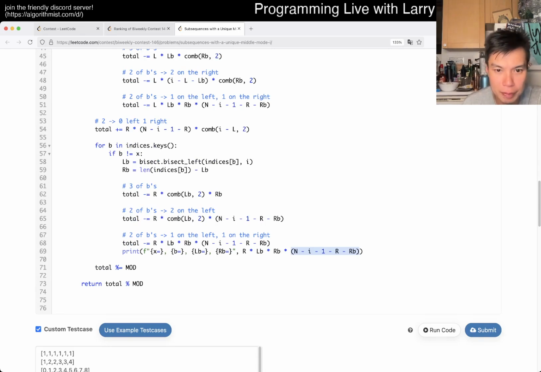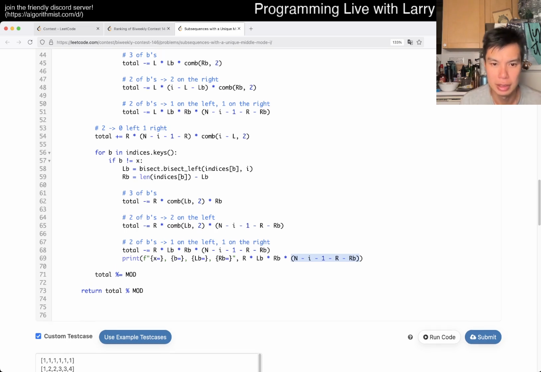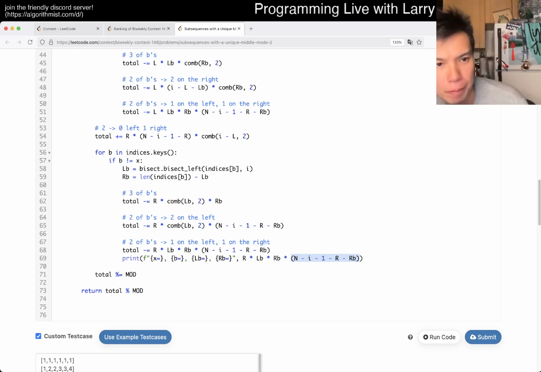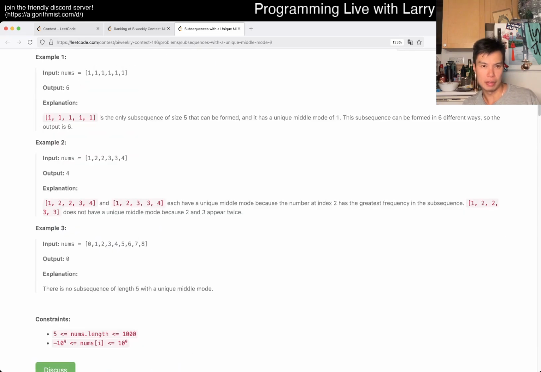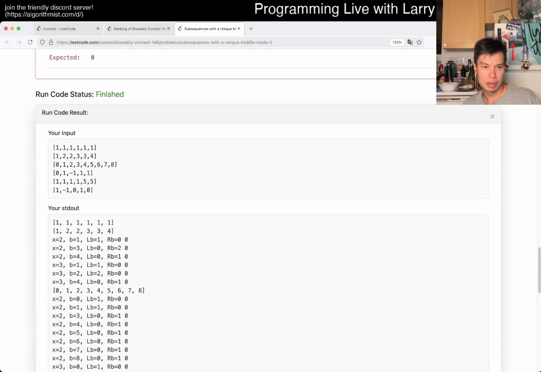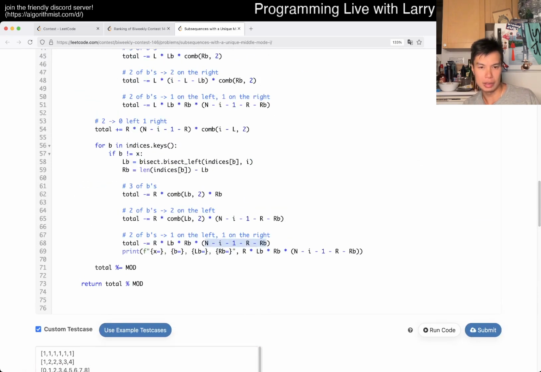Okay, so, oh, this is just a typo actually. One on the left, one on the right. This doesn't make sense, does it? One on the left, one on the right, and then everything is on the left, right? You have the 1 extra number on the left. So that is actually wrong.